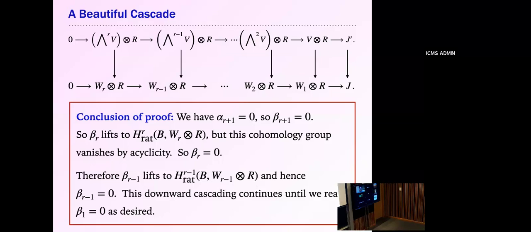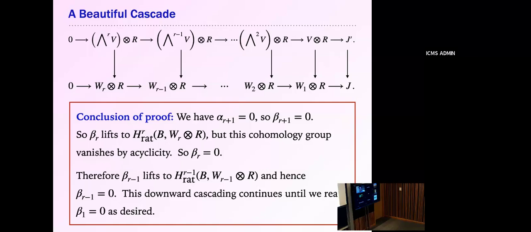Okay, but this cohomology group is 0. So that means that beta R minus 1 is 0 because it lifts to 0. So it must have been 0. So they keep going down like this. They're 0, 0, 0, 0, 0, and at the end of the day, beta 1 is 0.